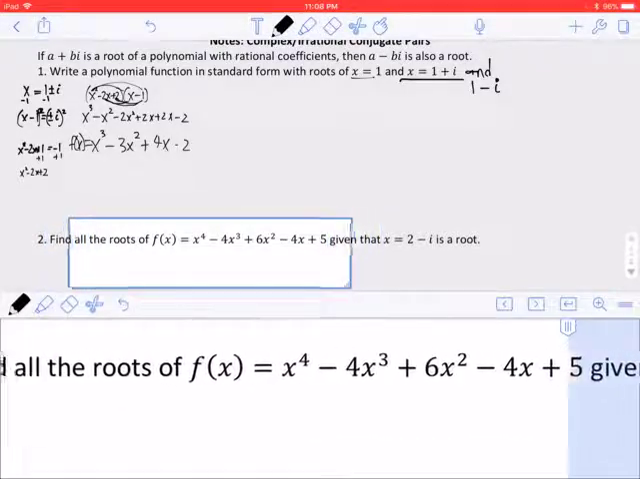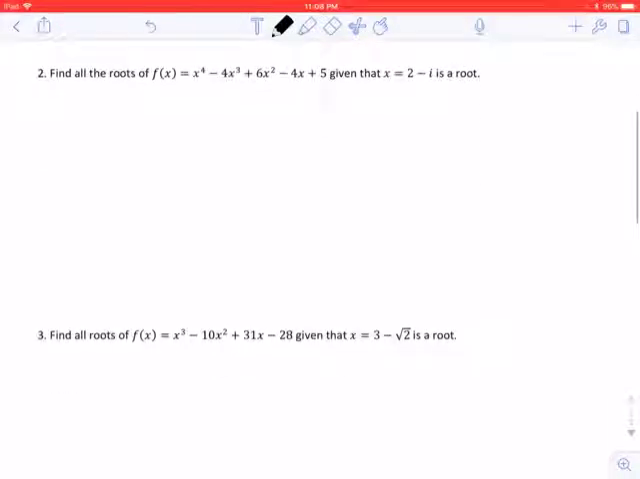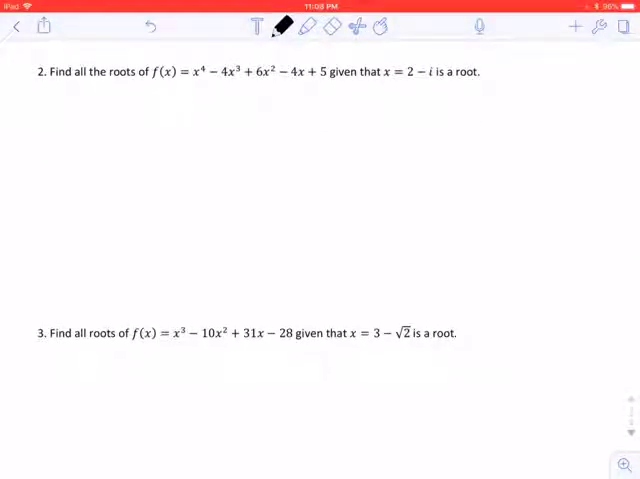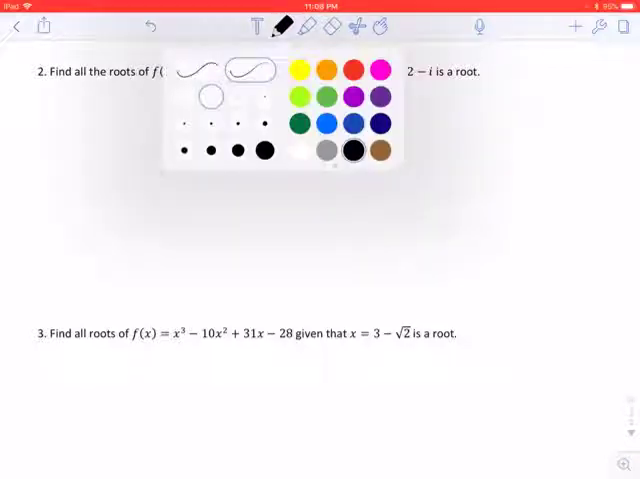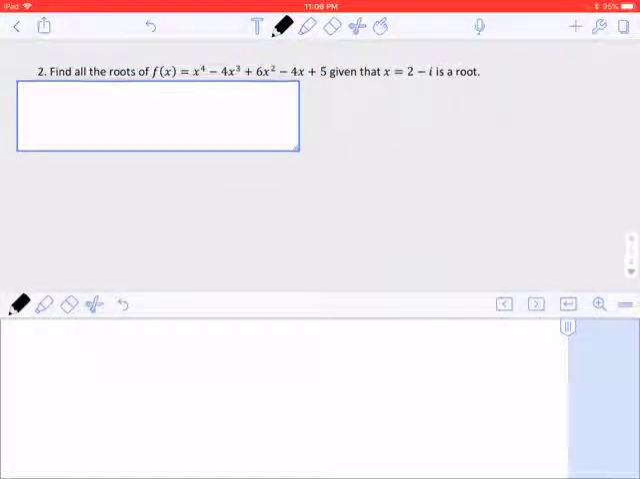So, on to the second example. We're going to do the same thing. The first step here, though, is we need to find a quadratic that has roots of 2 plus or minus i, and then because we know it has the same 2 roots as this quartic function, we're going to divide those out using long division. So first, let's create our quadratic that has roots of 2 plus or minus i.